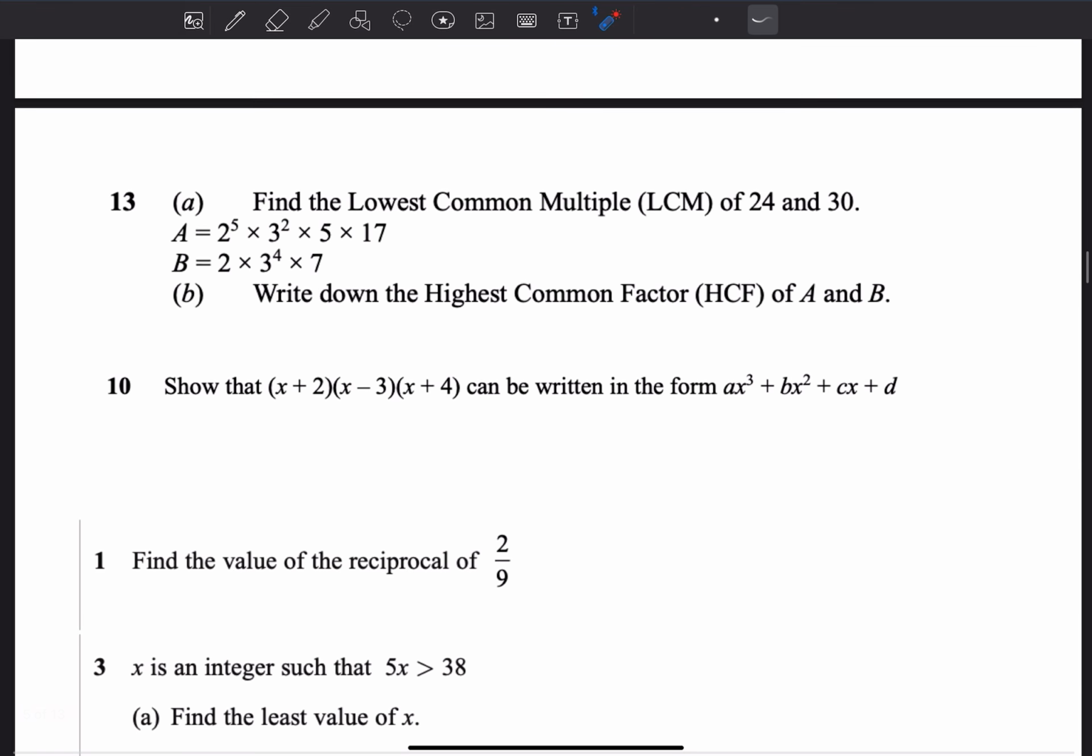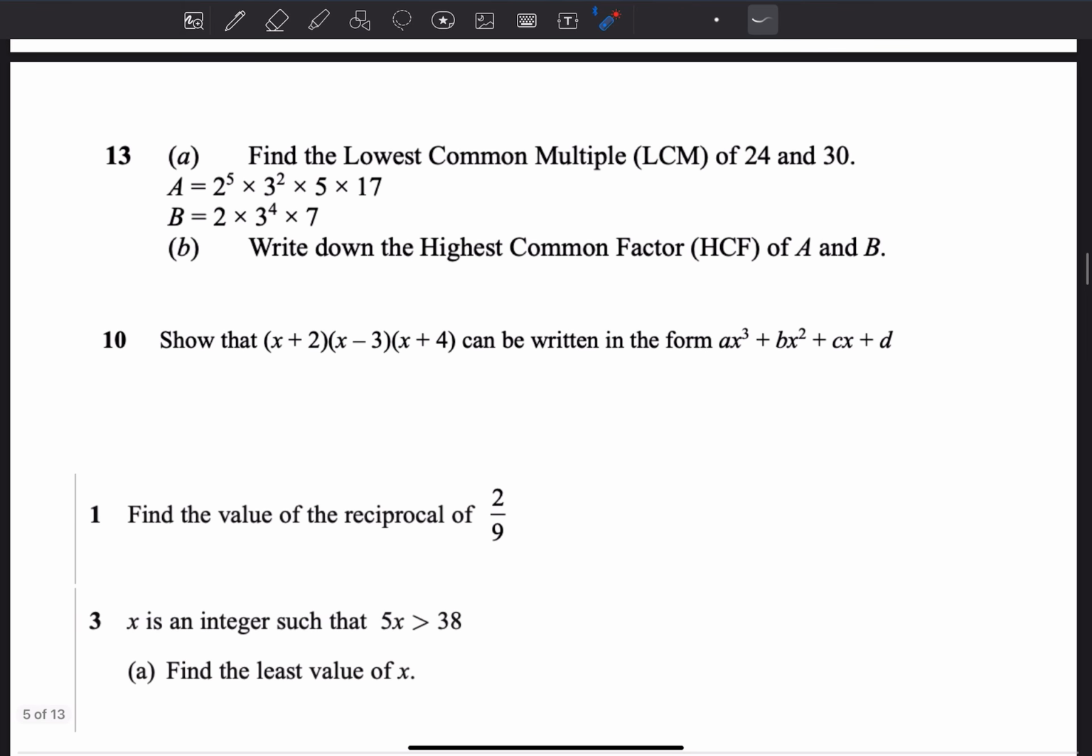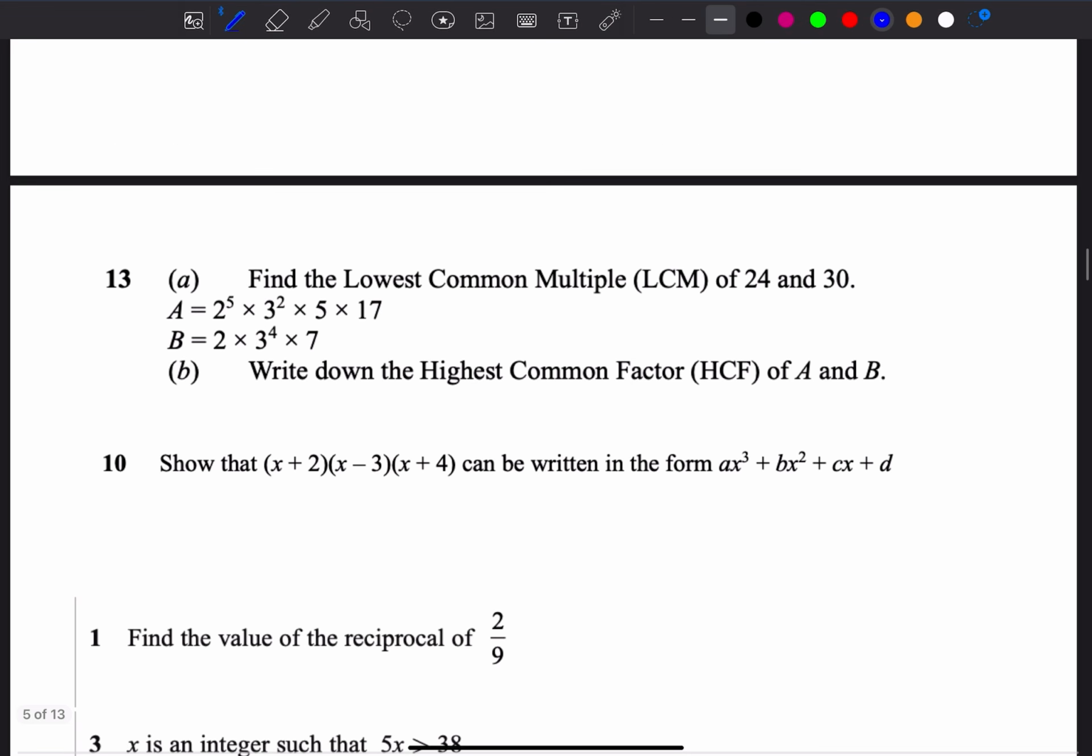Anyway, next one. Find the lowest common multiple, the LCM. Actually, lowest common multiple, I can do it in my head, to be honest. So I'm going to go up the 30 times table. Is 30 in the 24 times table? No. 60, not in the 24 times table. 90 is not. 120, is it in the 24 times table? Of course it is. So 120 is the answer. Just do it in your head.